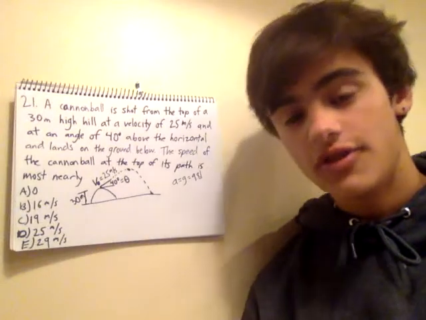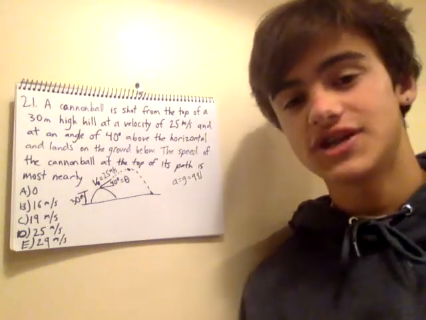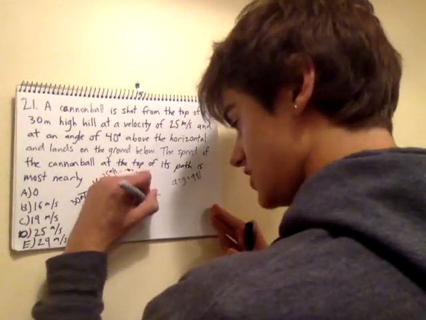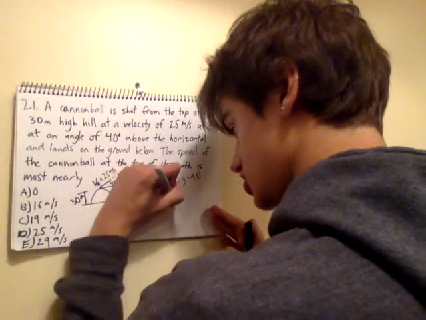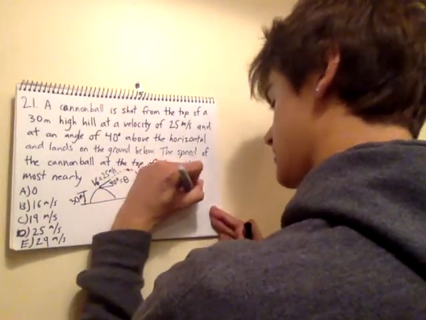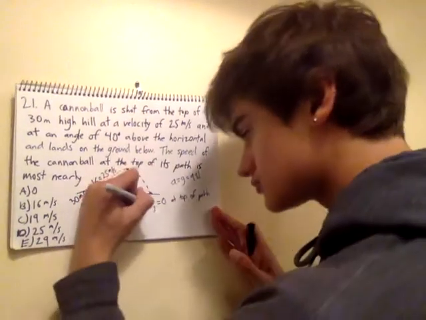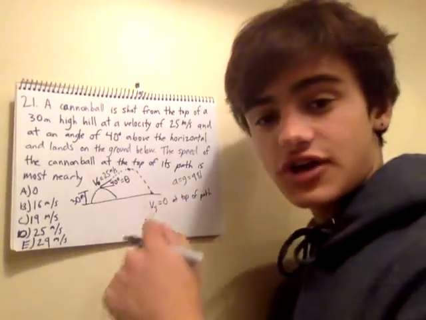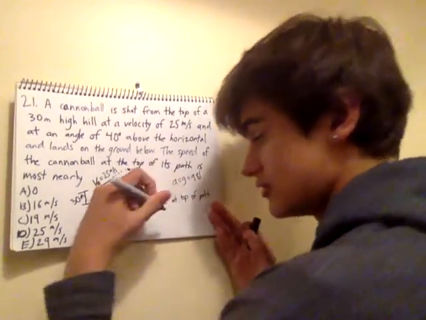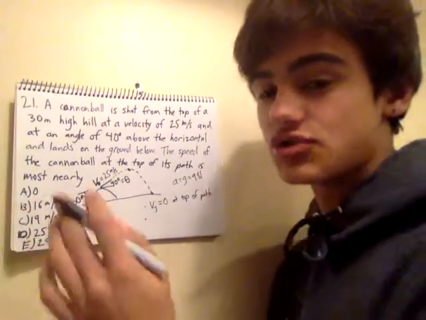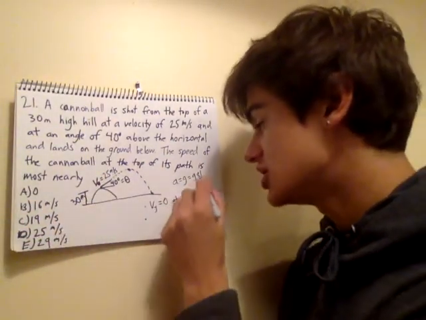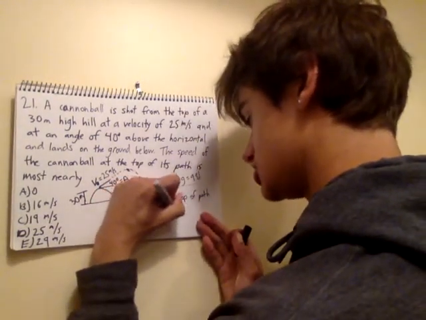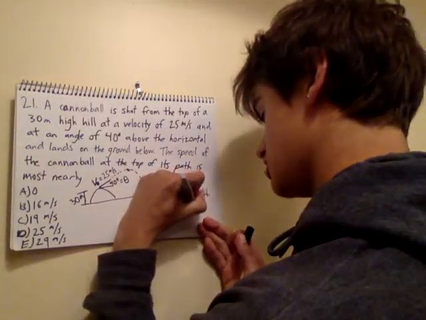So what we're looking at is the speed at the top of its path. We know that there's going to be no y velocity, but we have to take into account the x velocity. So let's write this down. Vy equals 0 at top of path. That's point 1. Point 2 is that the x velocity is going to be constant throughout because there's no deceleration or acceleration in the x direction. The only acceleration is gravity. So Vx is constant throughout.